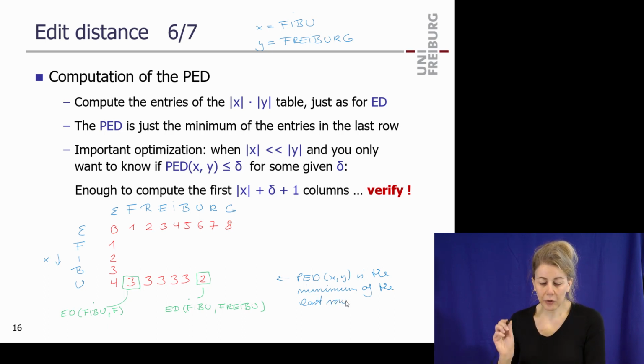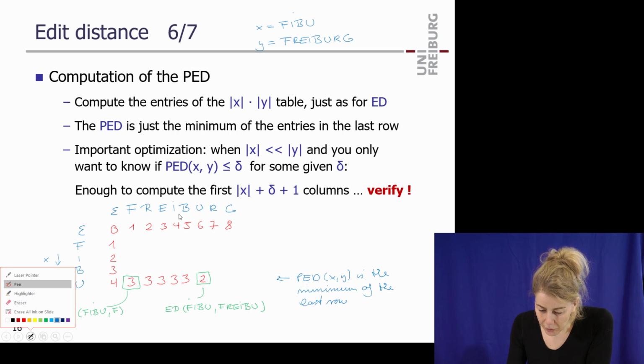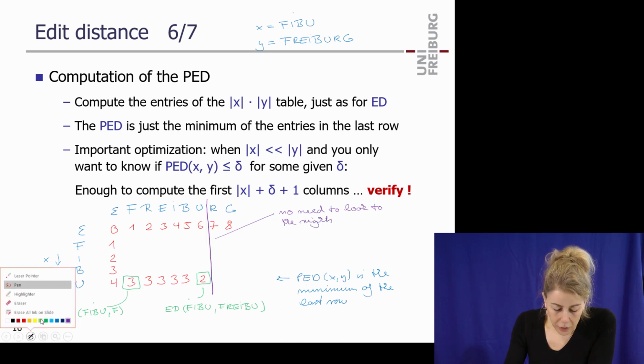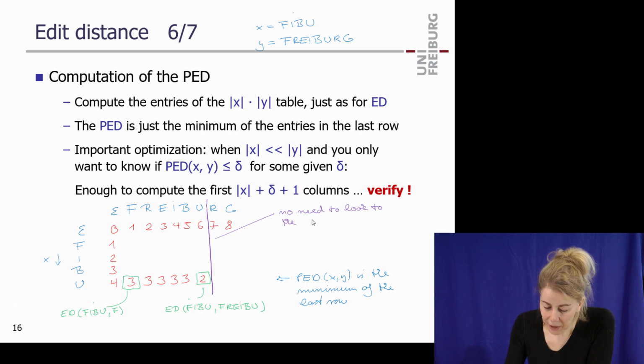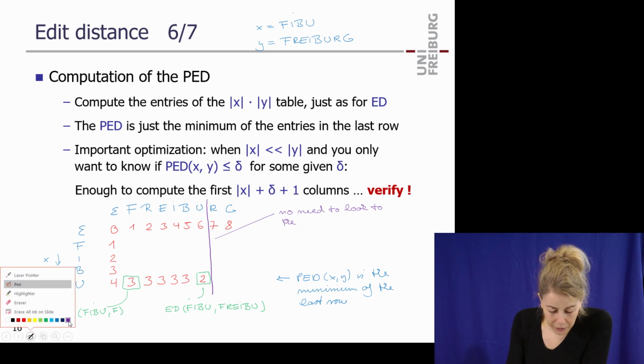So it's the minimum of the last row, and actually there's one other trick which is written here on the slide. You don't have to, this is now a straight line, and I'm arguing that you don't have to look, no need to look to the right of this if, let me just write it and then explain it. If you just wonder whether the prefix edit distance is 2 or less, then you don't have to look to the right of this line anymore. And think about it. Let me just write it down.